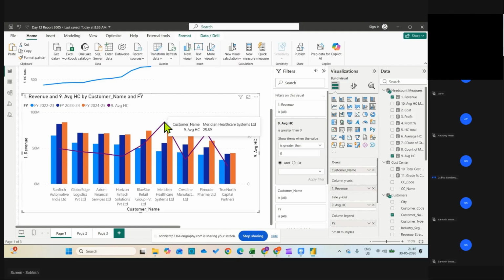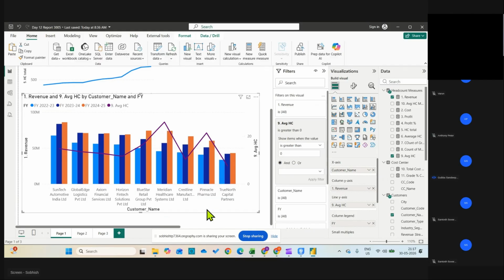Not a spike, but if you look at every other customer, look at this Suntech. Your headcount is more or less in alignment with the revenue. I mean, your headcount and revenue is okay. But when it comes to Meridian, look at this. Your headcount is way too high than the revenue, right? Yes. For every other customer, we do not see that problem. But if you look at Meridian, what other customer do you see that issue?